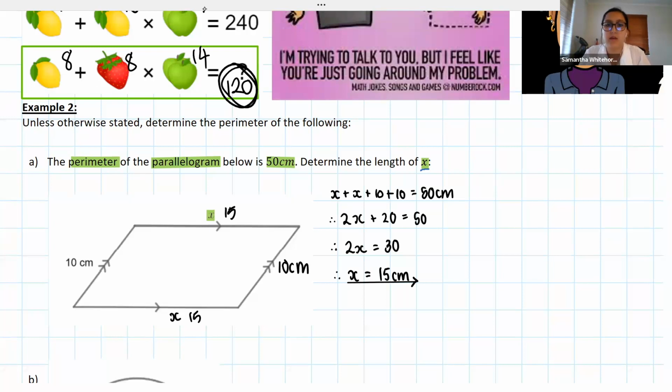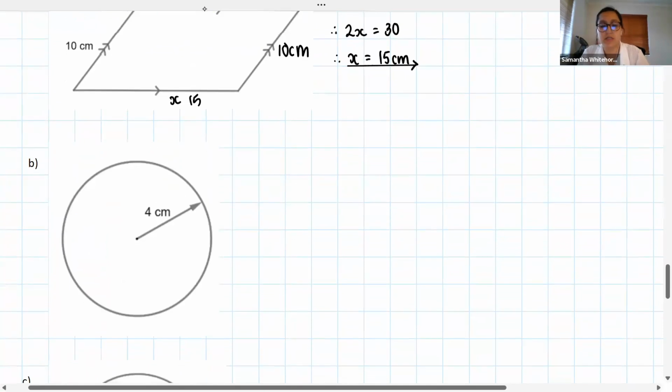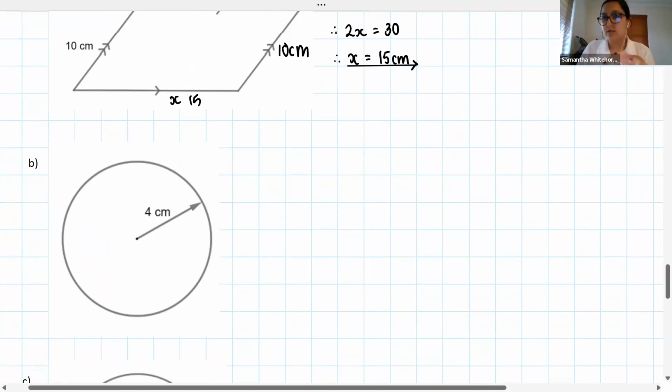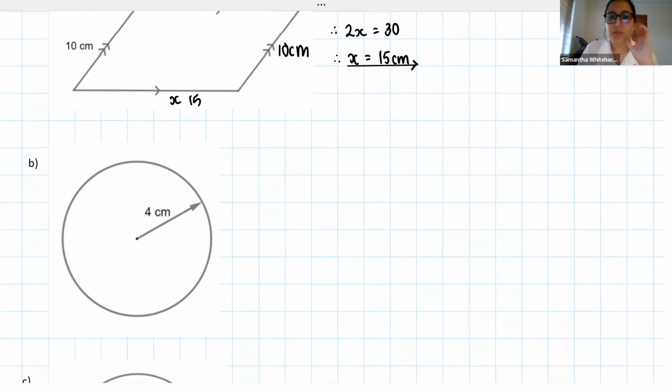Okay. Right, so our next shape that we need to be able to deal with is a circle. Before we get into this specific example, I want to just chat about the circle, the formulas, what they mean, etc. So when we talk about the perimeter of a circle, we actually have a special word for it, and it's called the circumference.